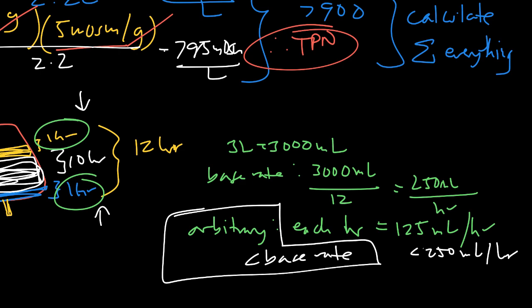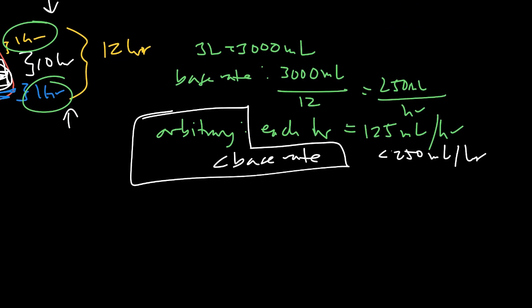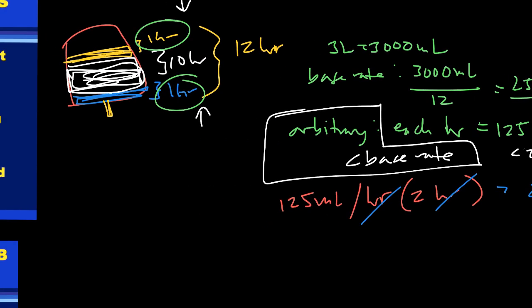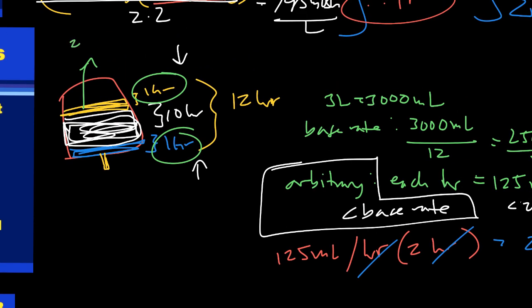So now what's the volume of this 125 mils per hour for 2 hours? The first hour and the last hour, units cancel, giving you 250 milliliters. So now you know that the yellow, that last hour, is 250 milliliters, and the first hour with the blue is 250 milliliters.